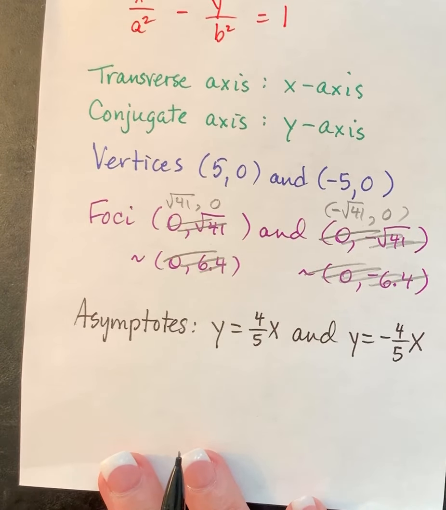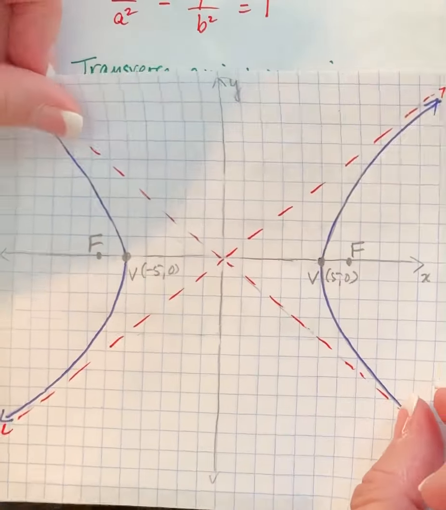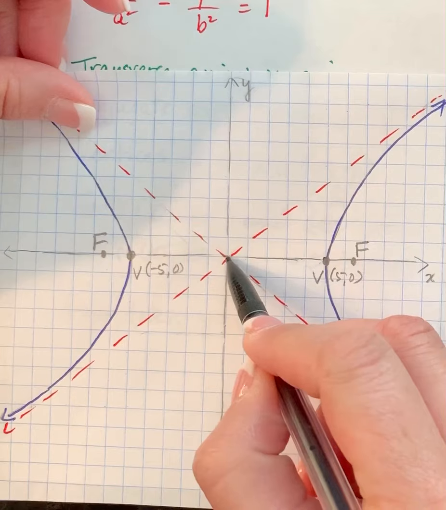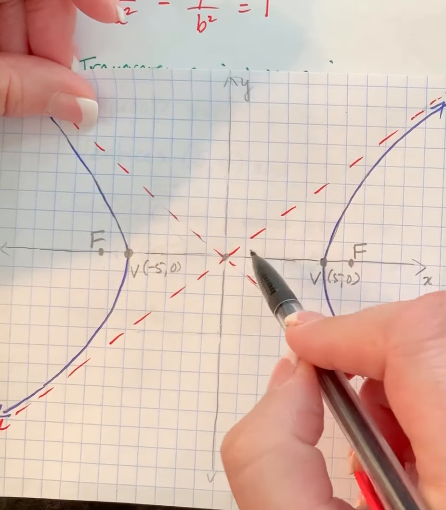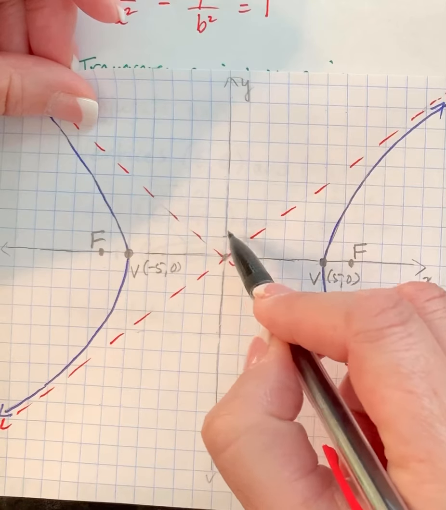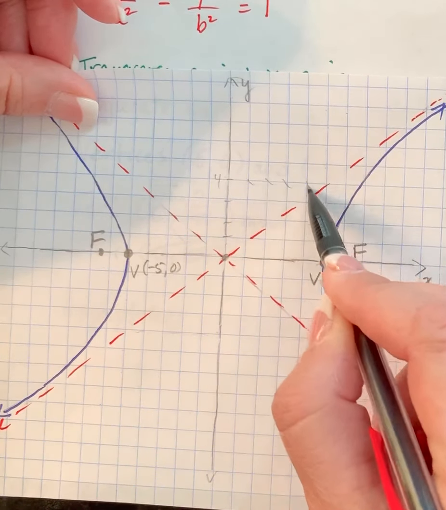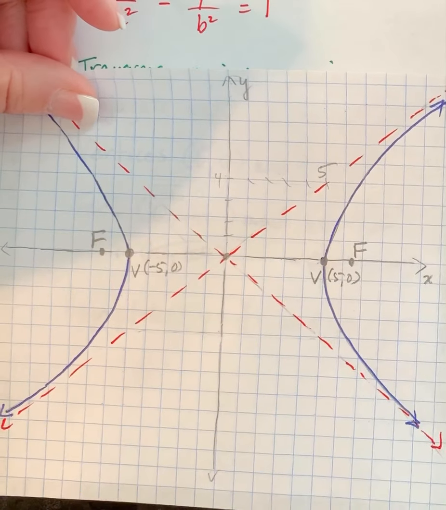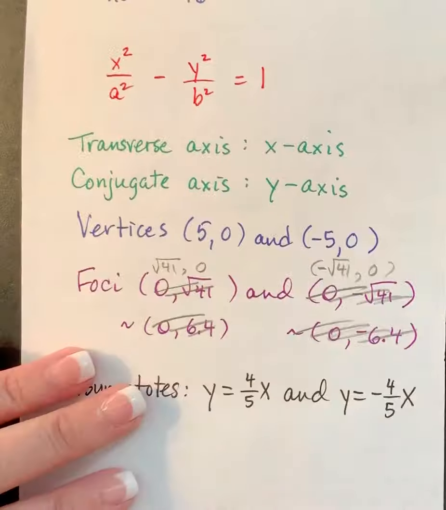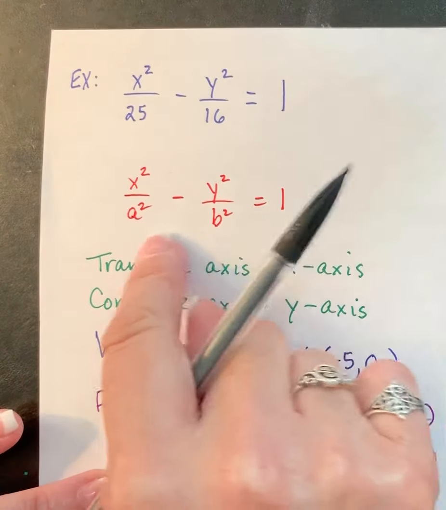Then it has asymptotes. If you look at the asymptotes of this particular one, you can see we are using the center as the origin, and the slope of the asymptote, if you go up 4 and then right 5, is 4/5. Those numbers come basically from your a and your b.